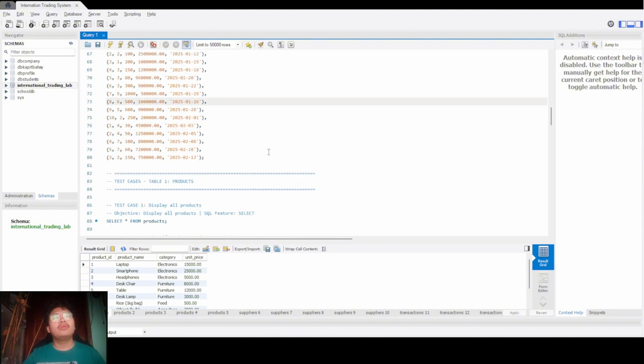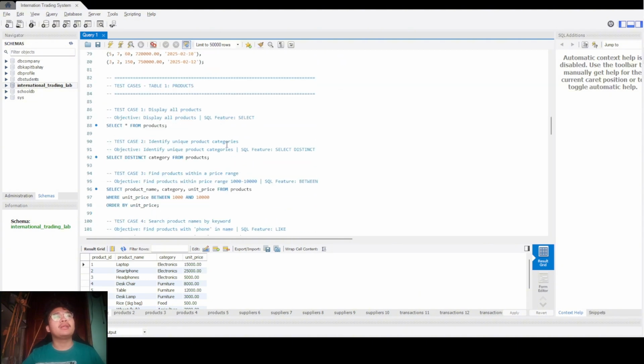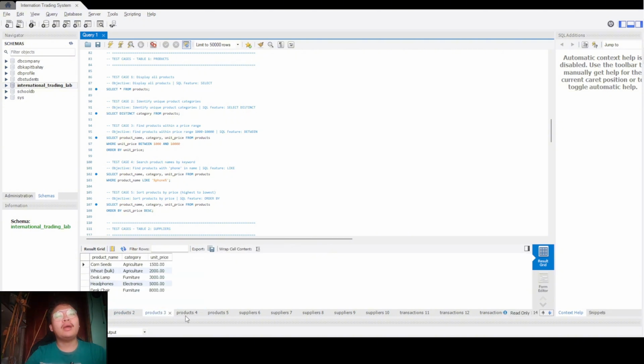So now I will show you the test cases. Test case 1, products table. This is the simplest query. The asterisk means show all the columns from products, which tells the database which table to get the data from. The result shows all the 10 products with their ID, name, category, and price.